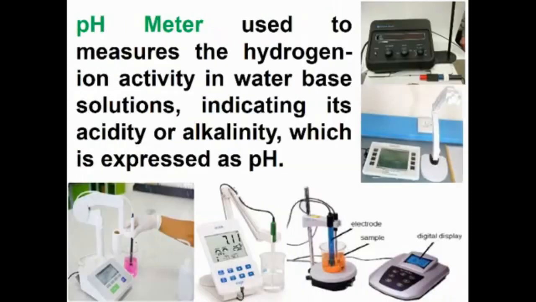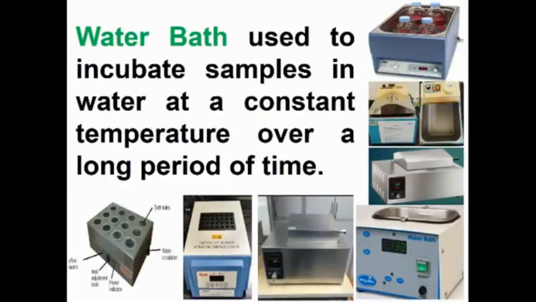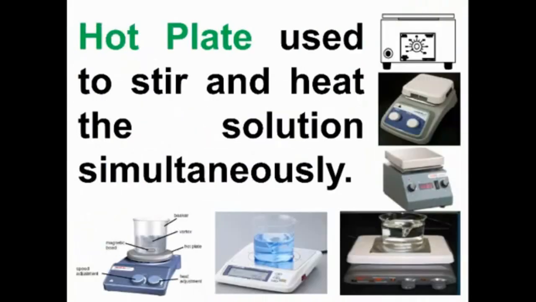pH meter, used to measure the hydrogen ion activity in water-based solutions, indicating its acidity or alkalinity, which is expressed as pH. Water bath, used to incubate samples in water at a constant temperature over a long period of time. Hot plate, used to stir and heat the solution simultaneously.